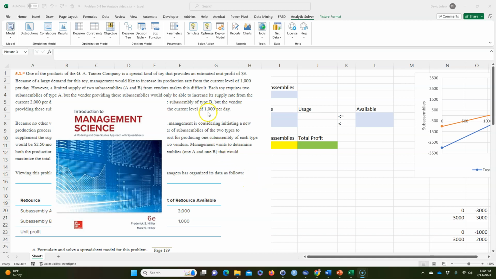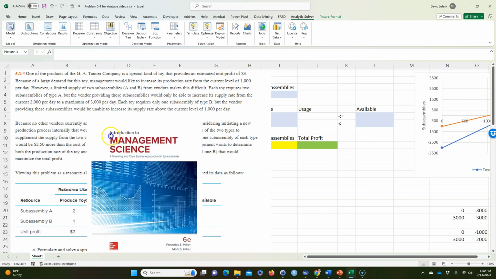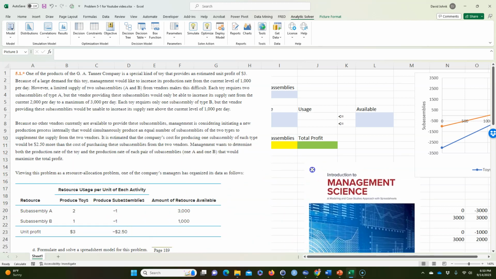Okay, I'm going to work on a linear programming problem where we're going to do a sensitivity analysis. I'm going over a problem out of Chapter 5 of this book, Introduction to Management Science by Hillier and Hillier. Those authors also make another good book called Production and Operations Management. But this problem's out of this book. And basically, it's a linear programming problem.